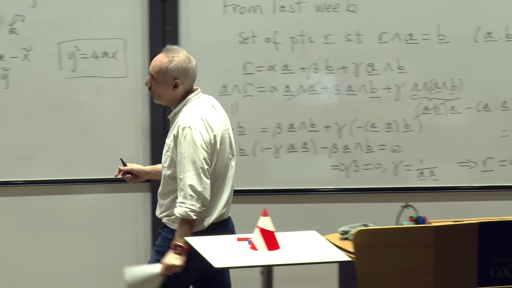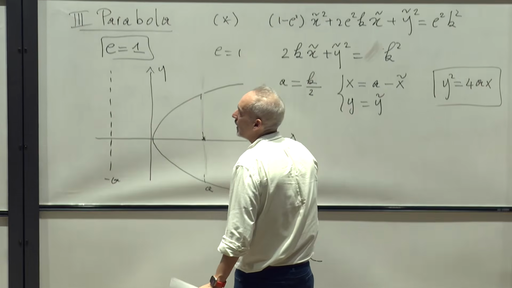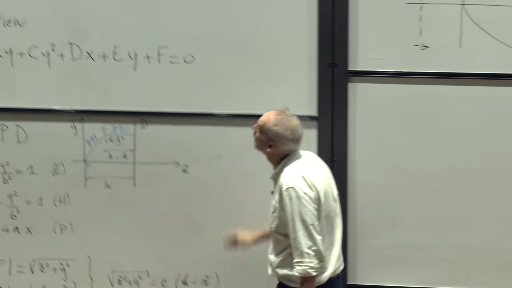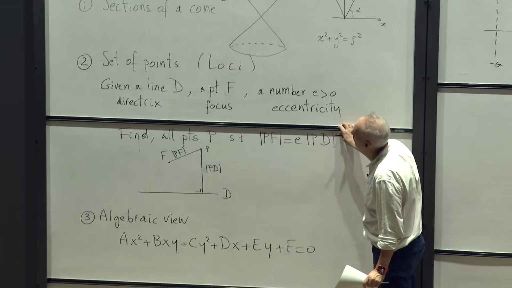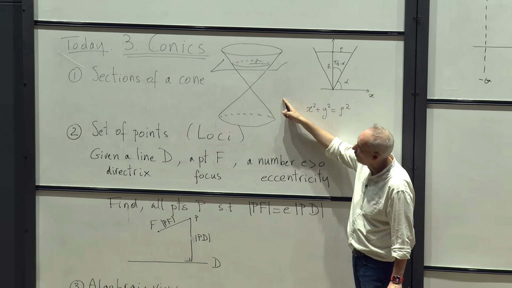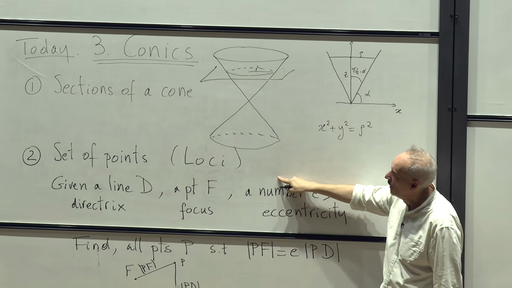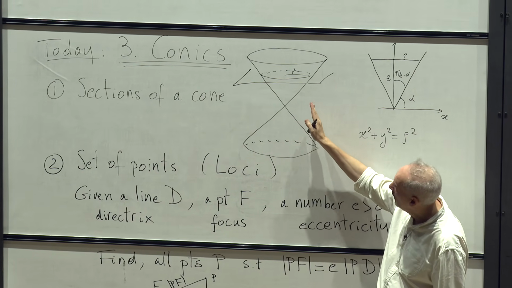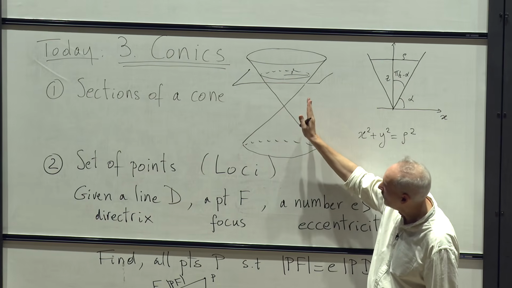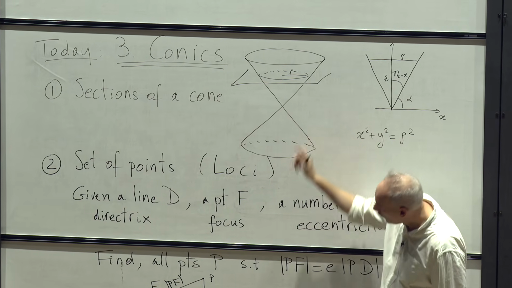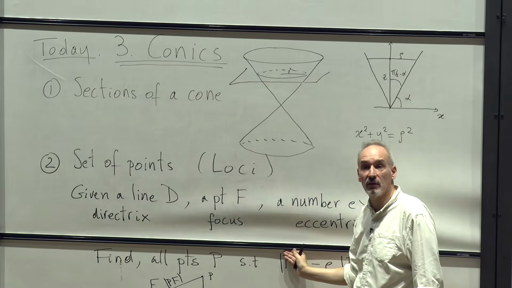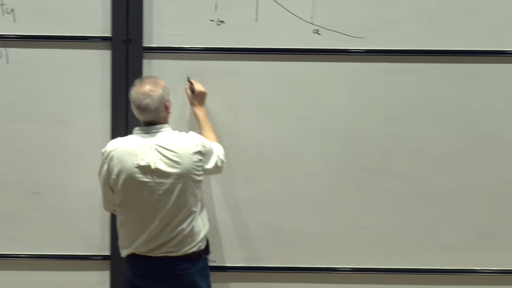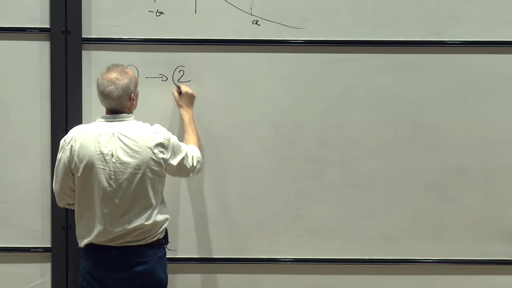Now, what we're going to do next time, a little bit of a preview, is the comparison between number 1 and number 2. If I take a cone and slice it with a plane, do I obtain all the sections that I've found, all the conics? Okay, so the next question is to go from 1 to 2.